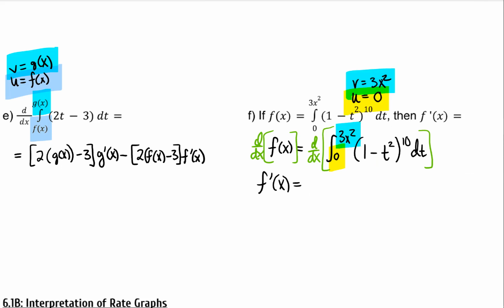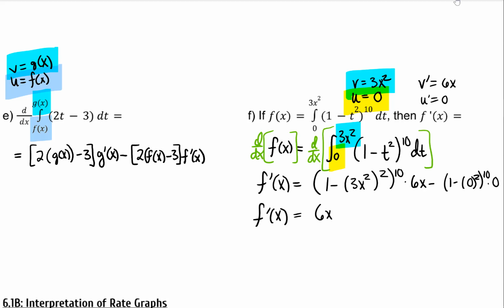F of v is our integrand with 3x squared replacing all t's, multiplied by v prime. Our second piece is multiplied by u prime. Simplified, I get 6x times 1 minus 9x to the fourth, all to the power of 10.